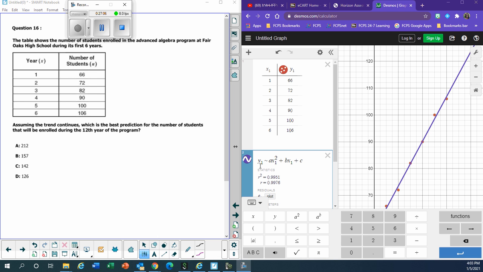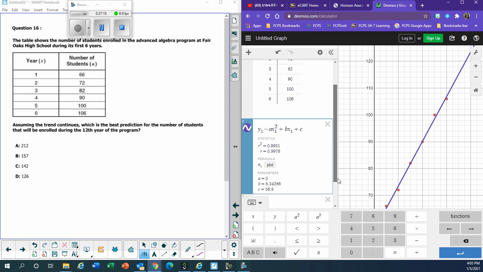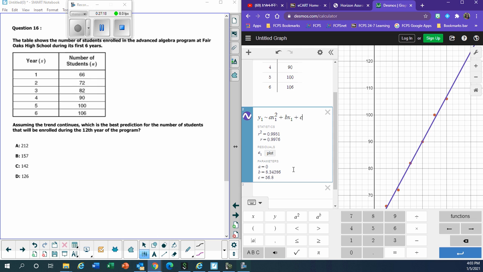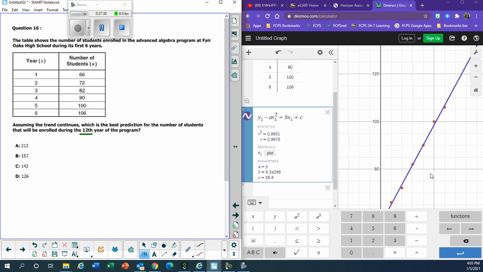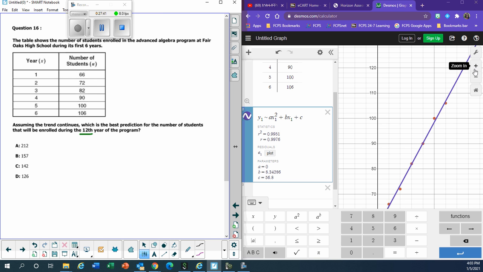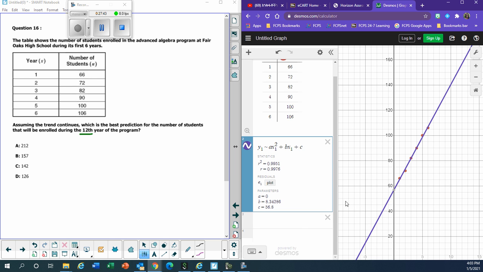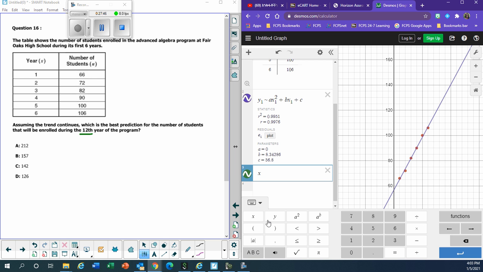Sorry guys, I forgot to put y1 tilde ax1 squared plus bx1 plus c. So that would give me the equation where a is 0, b is 8.3426, and c is 56. So it's kind of a linear equation. It looks like it because a is 0. Now I want to know what happened in 12 years, right? So I have to go to x when x equals 12.